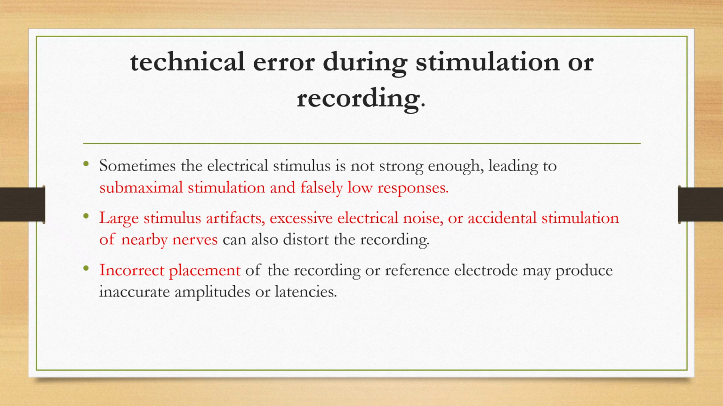Technical errors during stimulation or recording. Sometimes the electrical stimulus is not strong enough, leading to submaximal stimulation and falsely low responses. Large stimulus artifacts, excessive electrical noise, or accidental stimulation of a nearby nerve can also distort the recording. Incorrect placement of the recording or the reference electrode may produce inaccurate amplitudes or latencies.